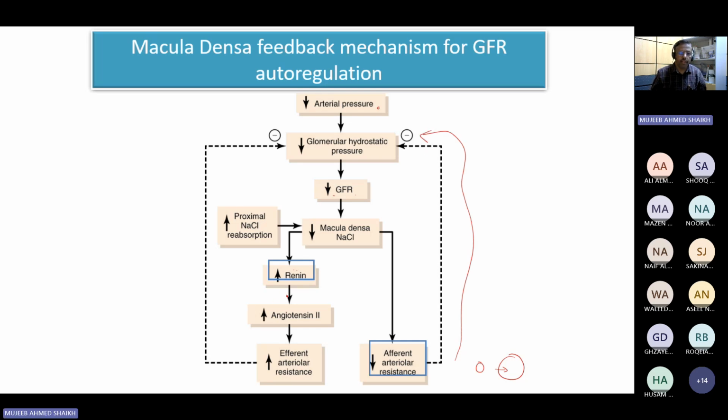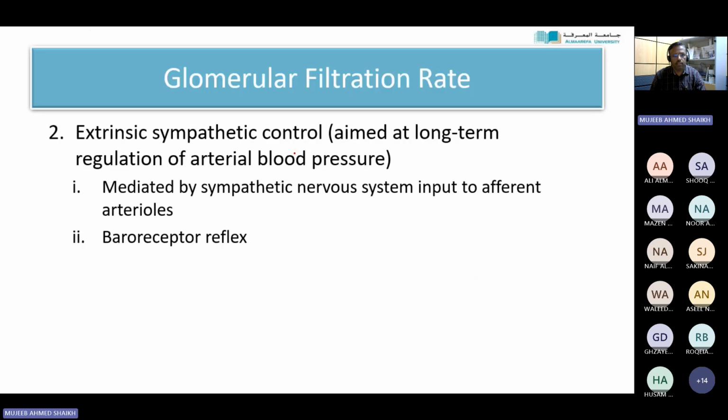Similarly, release of renin will cause angiotensin formation. Renin converts angiotensinogen to angiotensin 1, and angiotensin 1 is converted into angiotensin 2 by the angiotensin converting enzyme. Ultimately, renin release leads to increased angiotensin 2 formation. This will cause efferent arteriolar constriction, which will inhibit the decrease in hydrostatic pressure, and the GFR will come back to normal. This is how it functions.